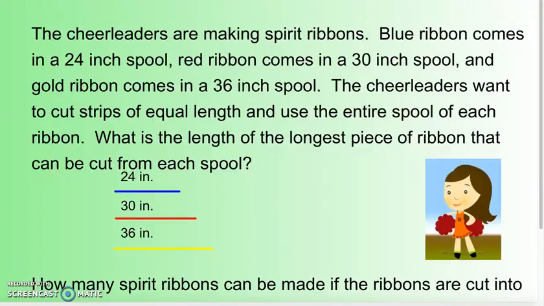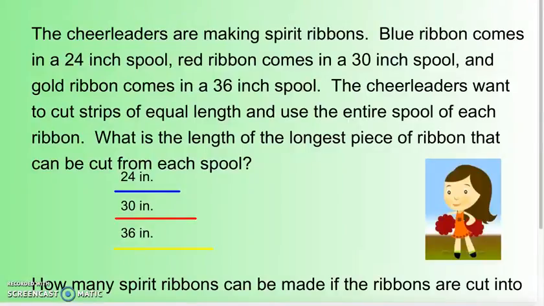It says the cheerleaders are making spirit ribbons. Those are kind of like those ribbons that are different colors, probably the colors of your team, that they pass out and they sell to support your team. You wave them at a game, and they are creating them to sell and to pass out to everybody. And it says blue ribbons come in 24-inch spools. Spools are what you see ribbons come in, like they're round and the ribbon is wrapped around it. So that's what a spool is.